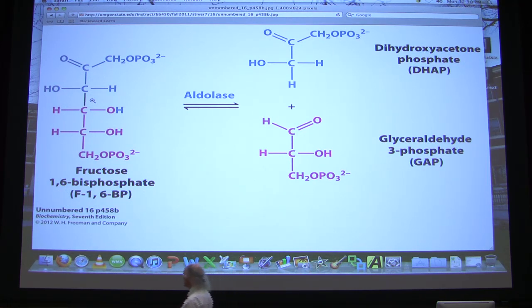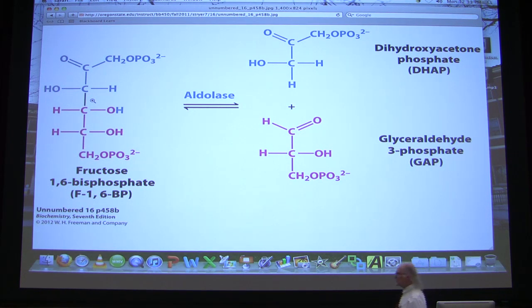In this reaction, fructose 1,6-bisphosphate is being split in half. One half becomes dihydroxyacetone phosphate, or DHAP. The other half becomes glyceraldehyde 3-phosphate, what your book calls GAP, and I don't like that. Let's call it G3P. So instead of calling it GAP, you're going to call it G3P.